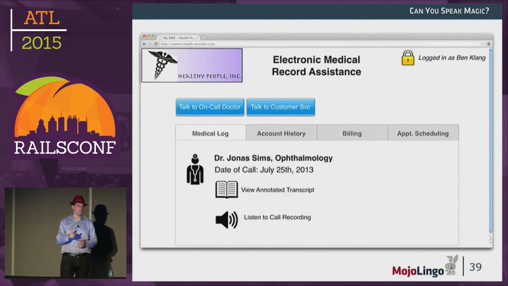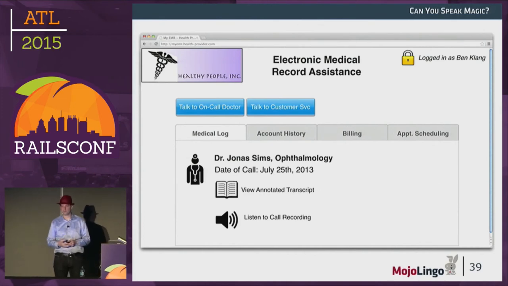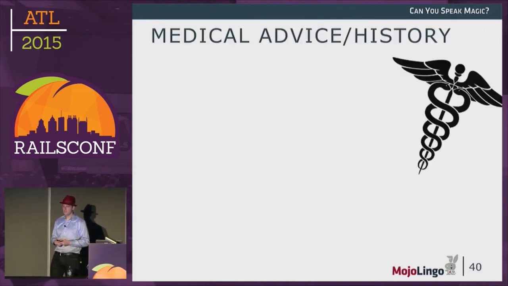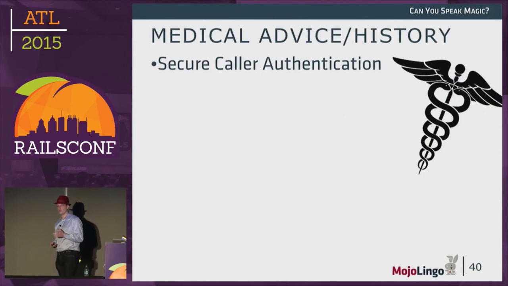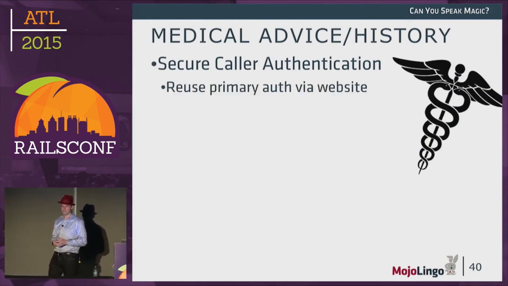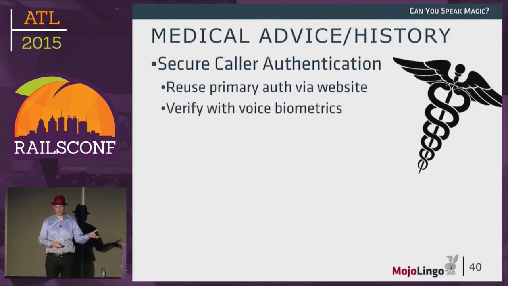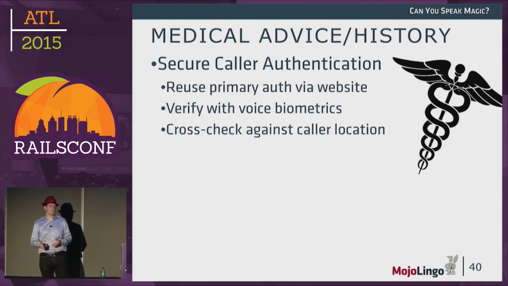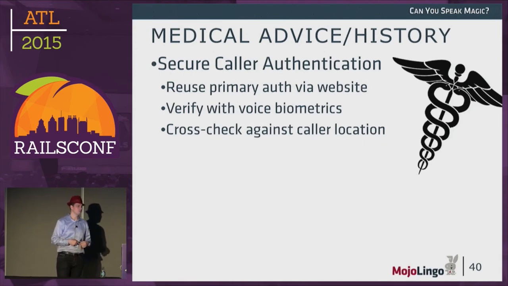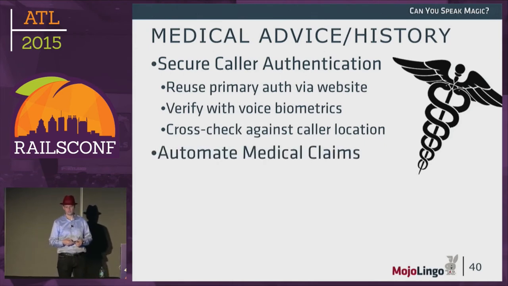So when I click that button, whoever takes my call knows who they're talking to, much more so than somebody just memorizing my social security number. In the medical device use case, secure caller authentication is one of the big deals here. You'll reuse the primary authentication from the web app. You can do voice biometrics, making sure the person calling sounds like the person they claim to be. You can even cross-check against location, which is not something you can really do with a telephone network today.